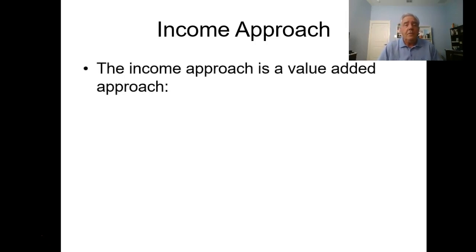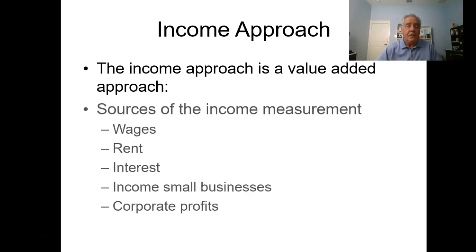So the income approach is a value-added approach. We take the addition and the profits, etc. So the sources of that measurement are wages, rent, interest, income from small businesses, and corporate profits. So let's take each one. In terms of wages, when we earn money, your employer submits that wage data, as well as the payments for FICA, F-I-C-A, for you and for him to the federal government. So the IRS knows exactly what the wages are at any point in time, monthly, quarterly, annually.